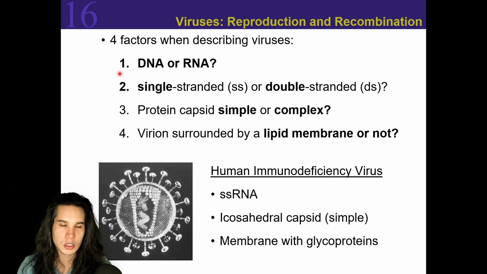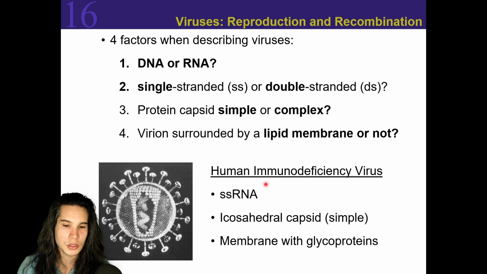So there's going to be four different factors when describing viruses. The first is what type of genetic material do they have? Do they have DNA? Is their genetic material made out of RNA? And is that RNA or DNA single-stranded or double-stranded? So does it have single-stranded DNA or RNA or double-stranded DNA or RNA? And then next we have the protein capsid. So is it a simple capsid or is it a complex capsid? And then lastly, is the virion surrounded by a lipid membrane or not? So sometimes outside of that protein capsid, you might have a lipid membrane on the very outside of that.